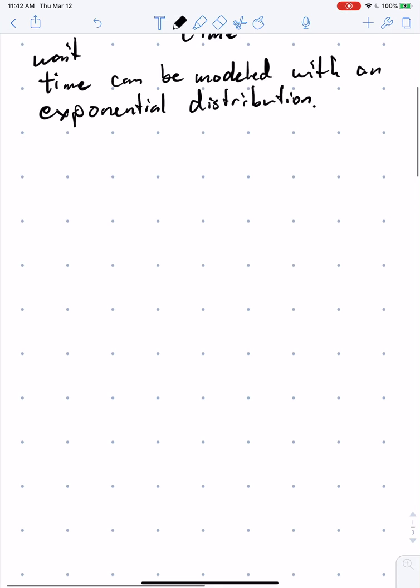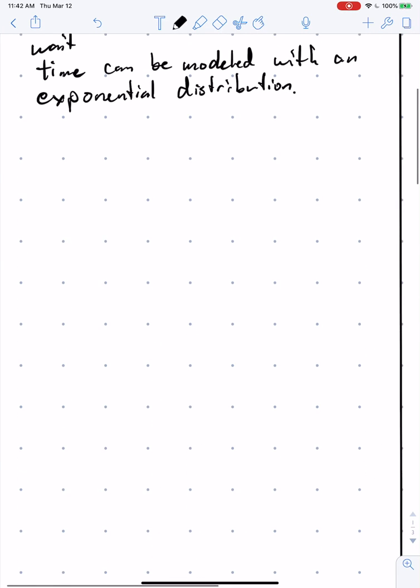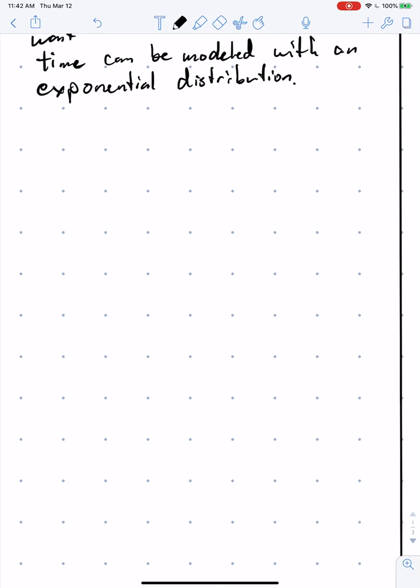All right, we just talked about motivations for the exponential distribution. Now here's the definition. We say that x is distributed as exponential, or exp, lambda, if it has the PDF.